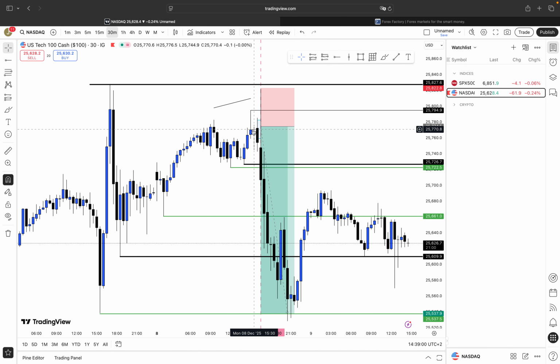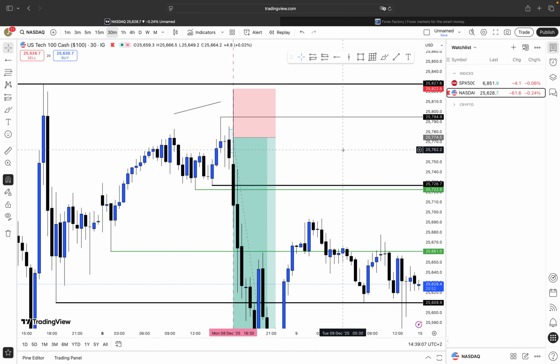Again, let's take a look. High at 3 p.m. and high at 9:30. Nasdaq formed a higher high, while ES formed a lower high.